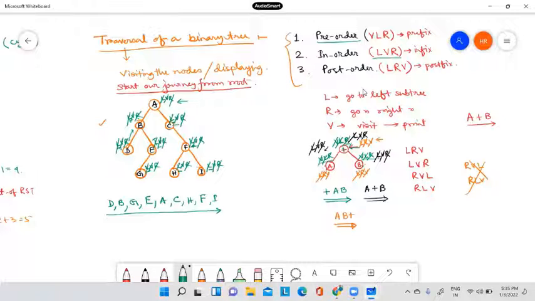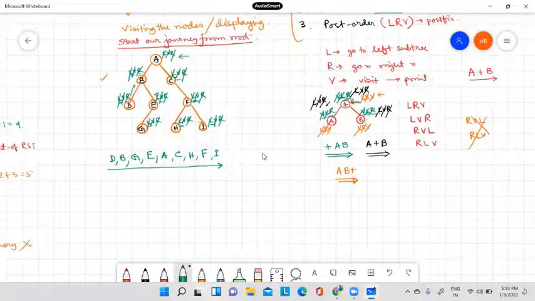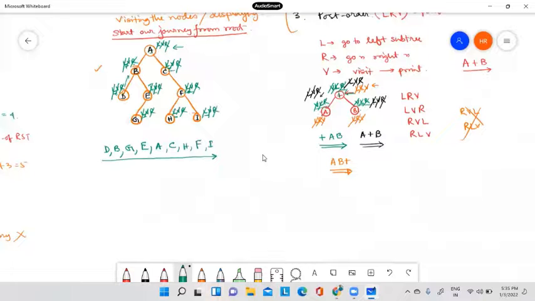Now this is a little bit time consuming method, so I will show you one easy method.